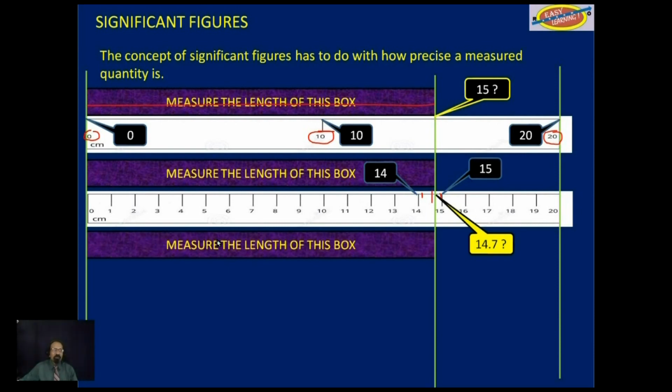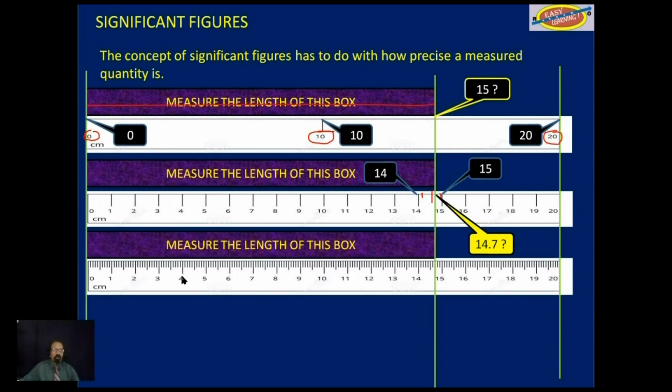Now same box, but this time you have a ruler that looks like this. Let's expand this a little, and you can see that you have passed 14.5, 14.6. It is not 14.8 nor 14.9 nor 15. It is somewhere between 14.6 and 14.8.